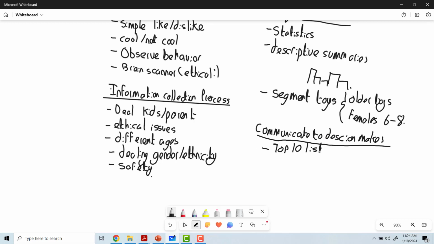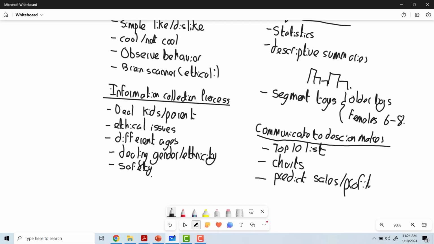So we have the top 10 list. We might just have a simple summary of like, dislike, maybe some very simple charts. And then maybe from previous experience, we've got some kind of methodology for turning the kids' likes and dislikes for different segments into sales. We could maybe predict sales or profit for each of the toys.